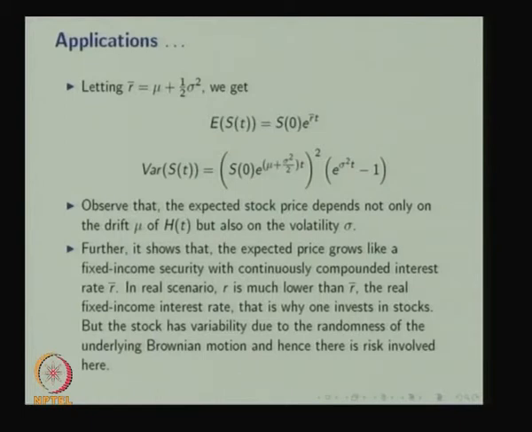Already we have made this substitution, mu plus sigma square by 2, that will make it r bar. Hence, the expectation of S(t) will be S(0) e to the power r bar t. Not only that, you can find out the variance. The way we have derived the mean and variance of geometric Brownian motion, you can find out the mean and variance of S(t) also.